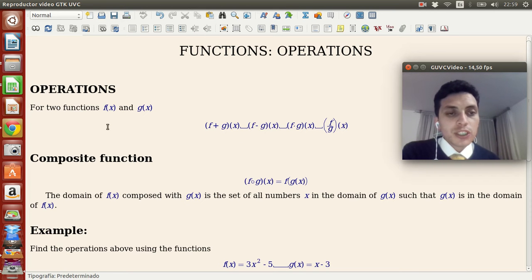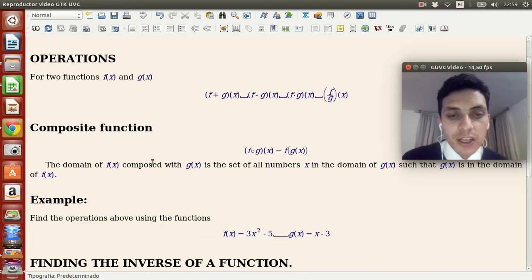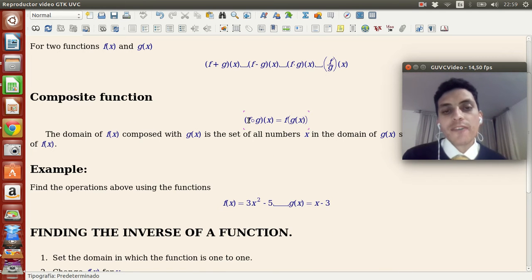For two functions f of x and g of x, we have four operations: f plus g of x, f minus g of x, f times g of x, and f divided by g of x. There's something called the composite function, and we call it f of x composed with g of x. It's to change the x of f to g of x.